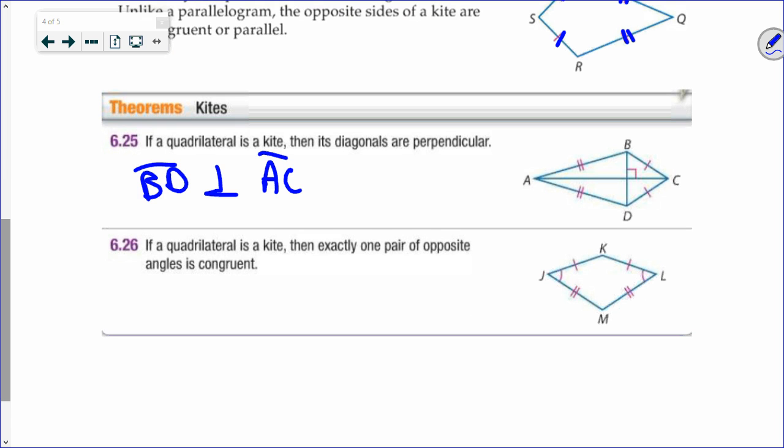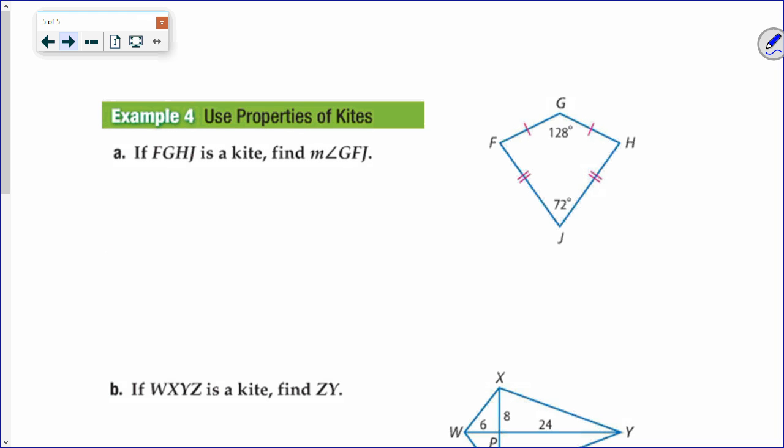If a quadrilateral is a kite, then exactly 1 pair of opposite angles is congruent. So here it's the angles that are between the non-congruent sides. So that's for all kites. Angle J would be congruent to angle L. K and M, not congruent. The only angles that are congruent, again, are the ones that are between the non-congruent sides. So that's how we determine what angles are congruent in kites.